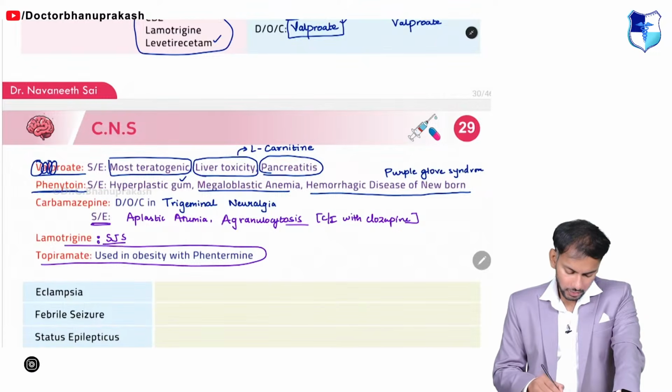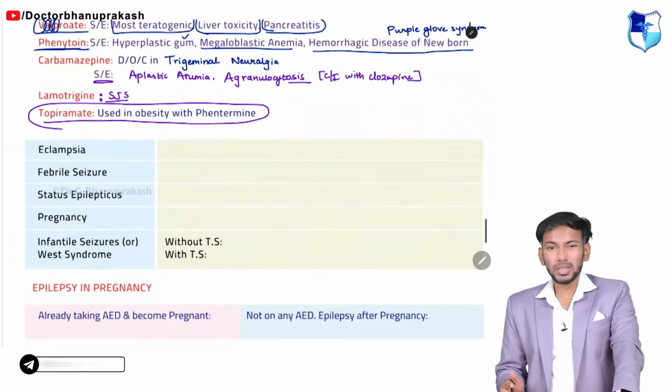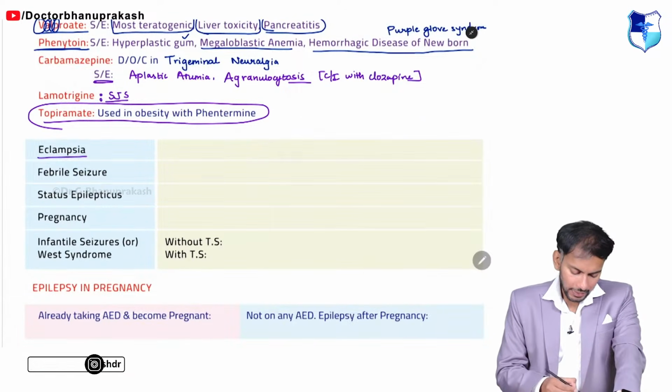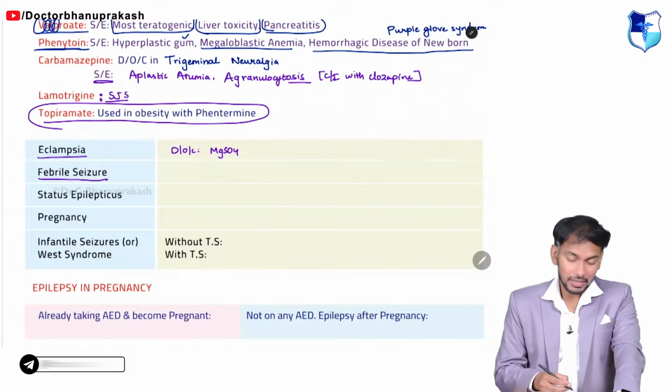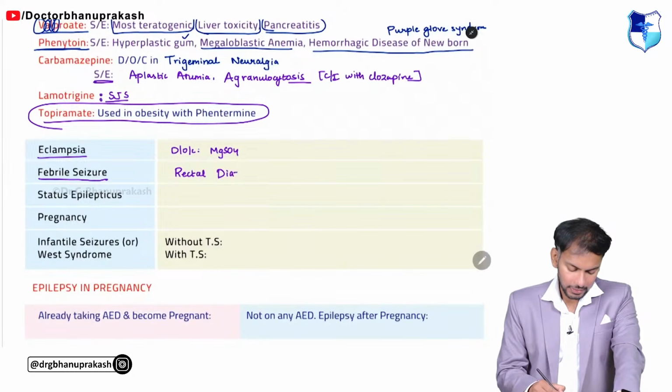Topiramate is used in obesity with phentermine. Now, coming to the drugs of choice. What is the drug of choice in eclampsia? The drug of choice is magnesium sulfate. What is the drug of choice in febrile seizures? It is rectal diazepam.